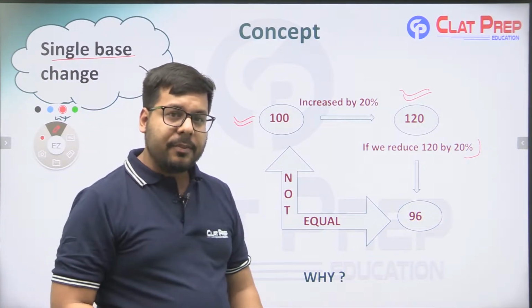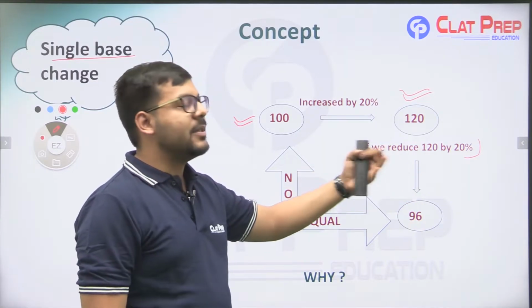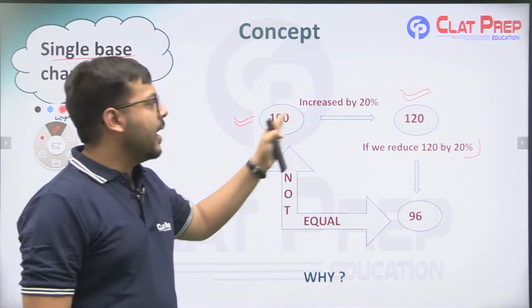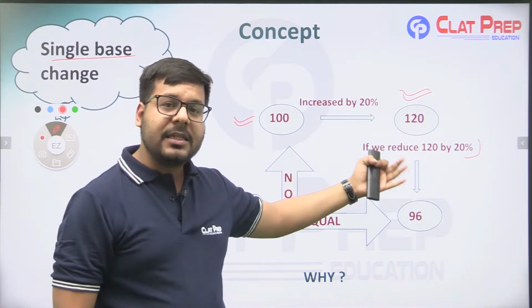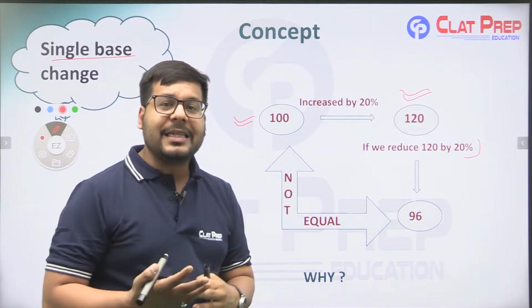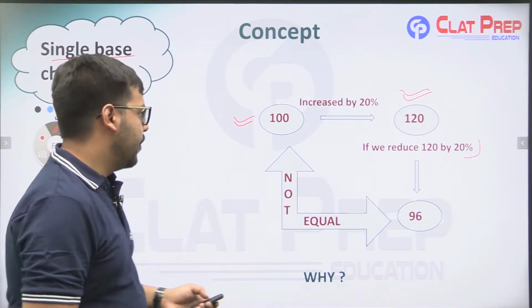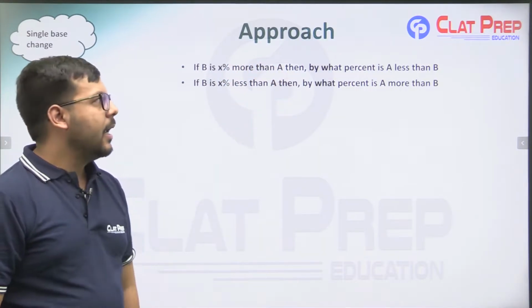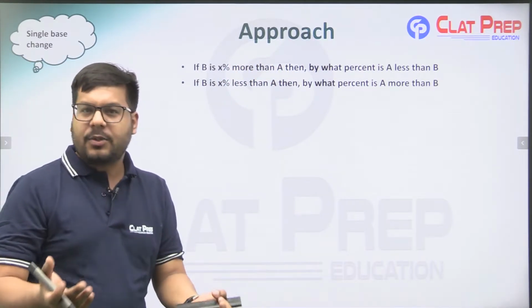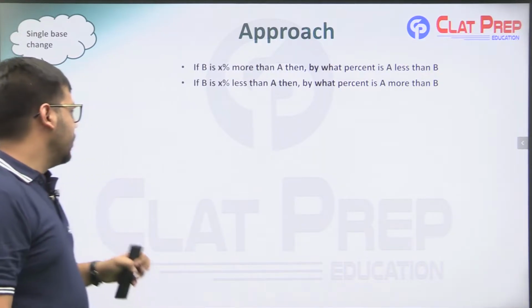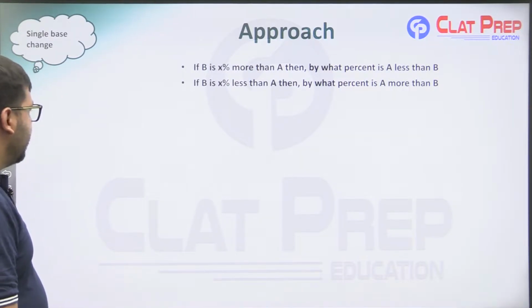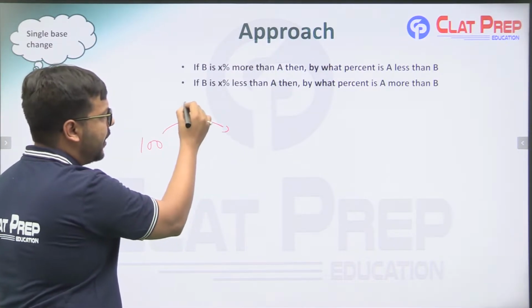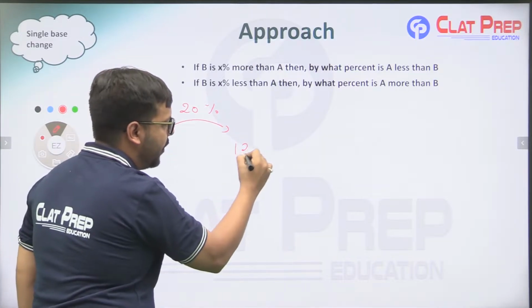Now if we are supposed to calculate what should be the percentage decrease such that we get the original value, that is 100, or rather if I need to get 100, मुझे इसे कितने परसेंट से कम करना चाहिए, ठीक है? So for this, let's take a couple of examples. Say I've been given that if B is X% more than A, then by what percent is A less than B? This is what we are trying to calculate. Let's assume a number to be 100, which we did earlier. I increase this number by 20%, the result will be 120.